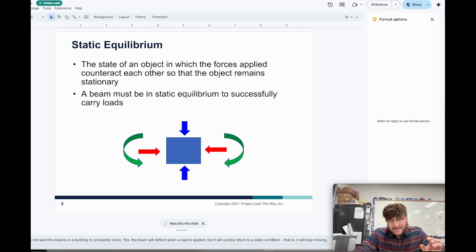So in terms of most things in civil engineering, we always want to be reaching static equilibrium. Now, in your physics class, you ended up learning about this, and so this is a nice little recap. But what static equilibrium is, it's the state of an object in which the forces applied counteract each other so that the object remains stationary. A beam must be in static equilibrium to successfully carry loads. As you can imagine, if this beam ends up moving or accelerates, it's not going to be a good thing.